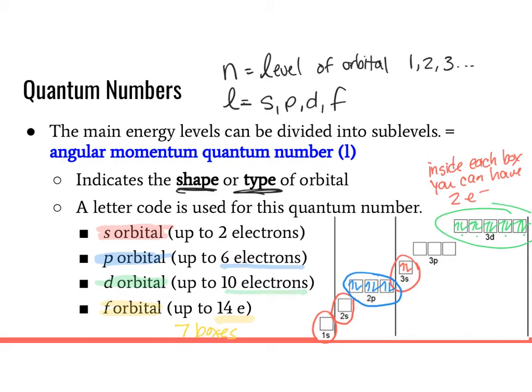This is just describing how big or small, essentially, the actual orbital is going to be. Again, this is called our angular momentum, or our L. So if I want to know what the L is for a p orbital, it would be 6, because I can fit 6 electrons in there.